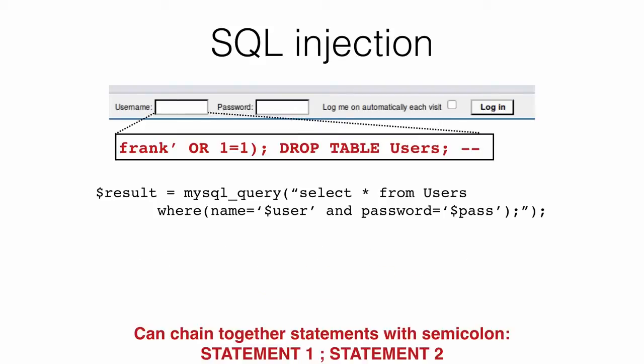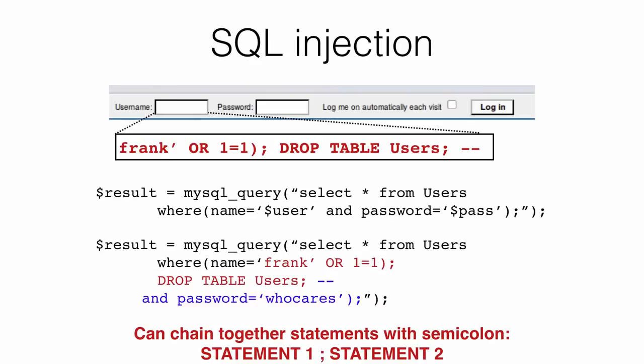You can even chain together statements with a semicolon. Here, by adding the semicolon drop table users dash dash, once we substitute in, we'll do the select to grab all the records from the database and print them out, and then we will delete the table by writing drop table users. So this is very bad.